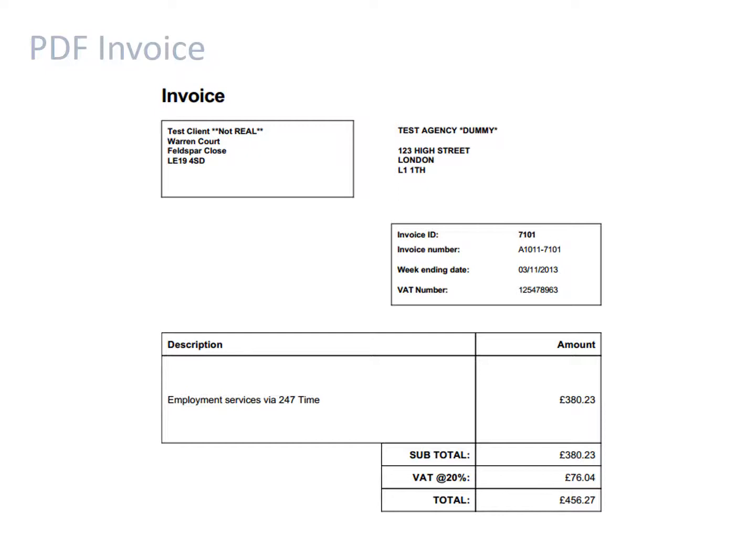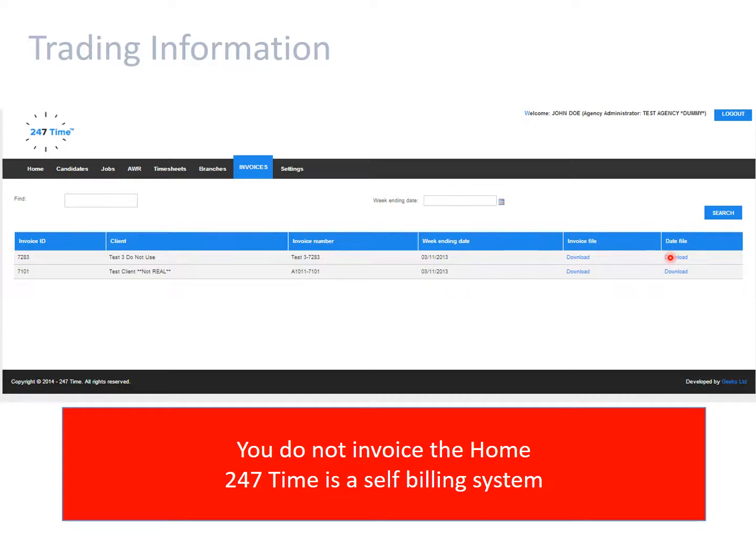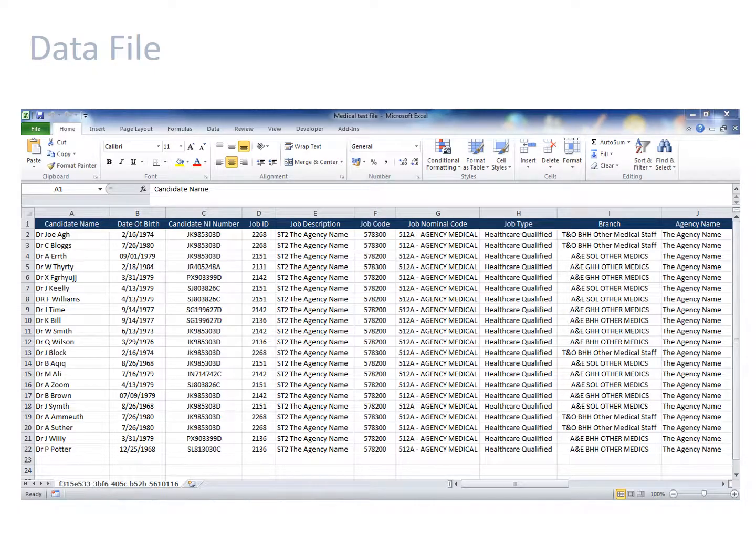So understandably, you're going to want to know how that amount is actually broken down. When you click on data file here at the end, it downloads to your device a CSV file that contains enough information for you to shake a stick at. It'll contain the client's name, NI number, hours worked, the pay rate per hour, what the candidate has earned.